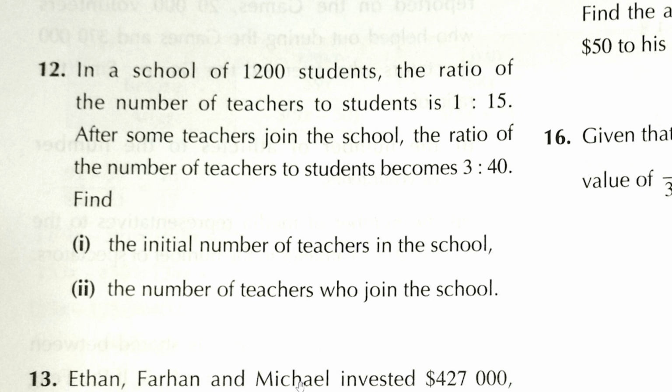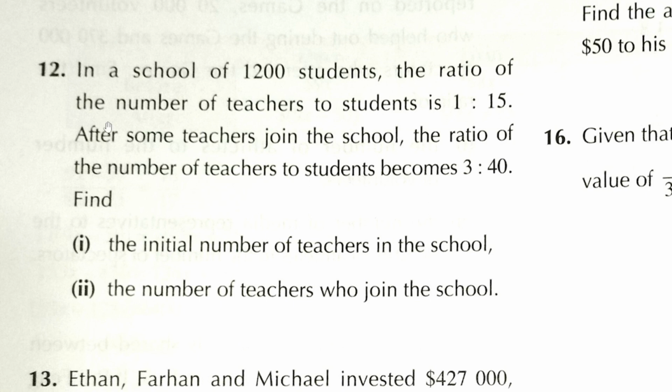After finding the exact number of teachers, when the ratio of teachers to students is 1 ratio 15, we solve the next part of this question, when new teachers join the school, and then the new ratio becomes 3 ratio 40. So the initial number of teachers in the school and the number of teachers who join the school, these two things we have to find in this question. Let us solve this question.